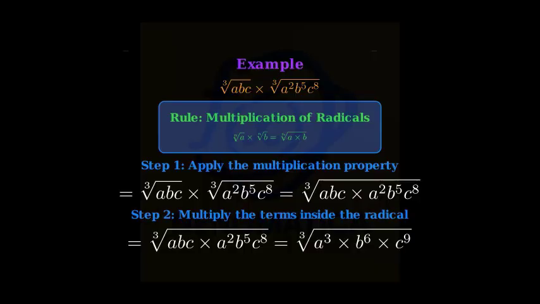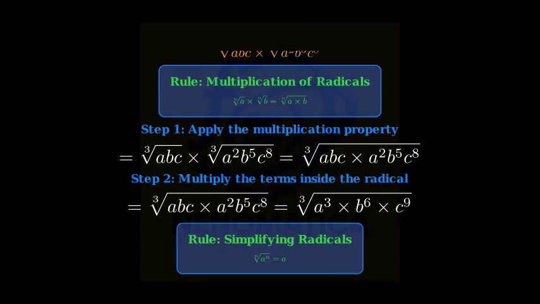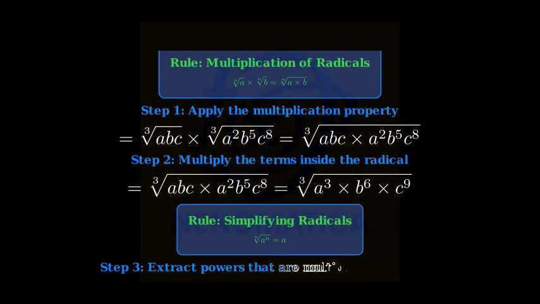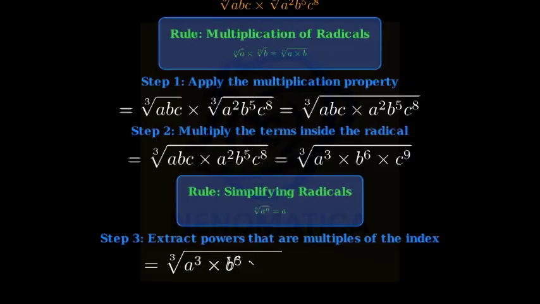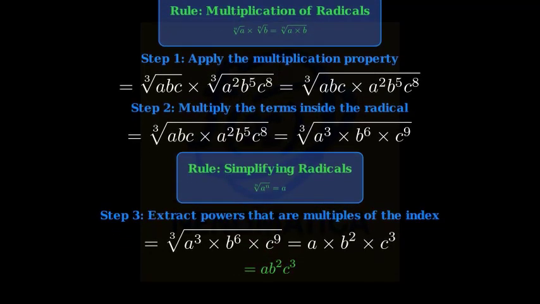Now we can simplify this expression further. When we have a radical with an index n, and the power of a term inside the radical is a multiple of n, we can extract that term from the radical. Let's apply this rule to our expression. We have a cubed inside a cube root, so a comes out. We have b to the sixth power, which is 2 times 3, so we extract b squared. And we have c to the ninth power, which is 3 times 3, so we extract c cubed. Our final answer is a times b squared times c cubed. This is our simplified answer.